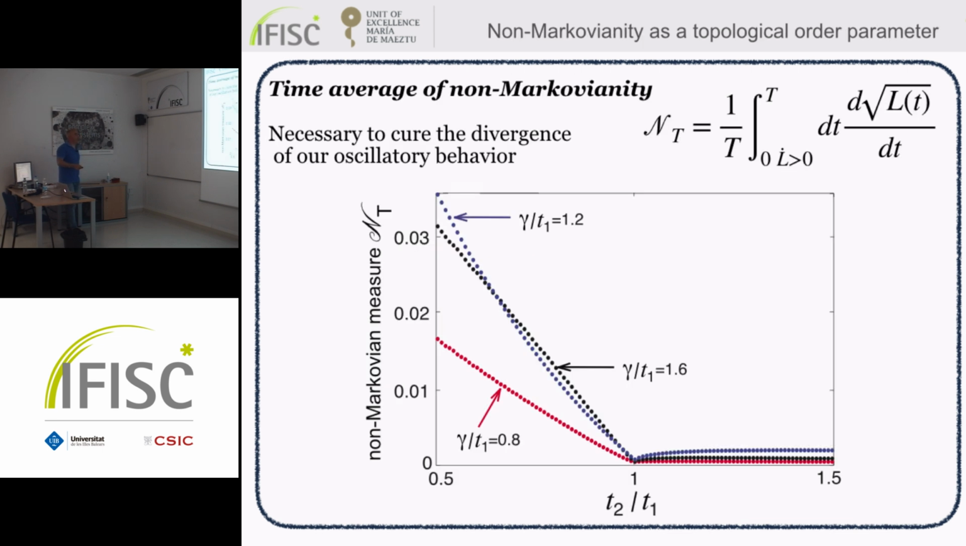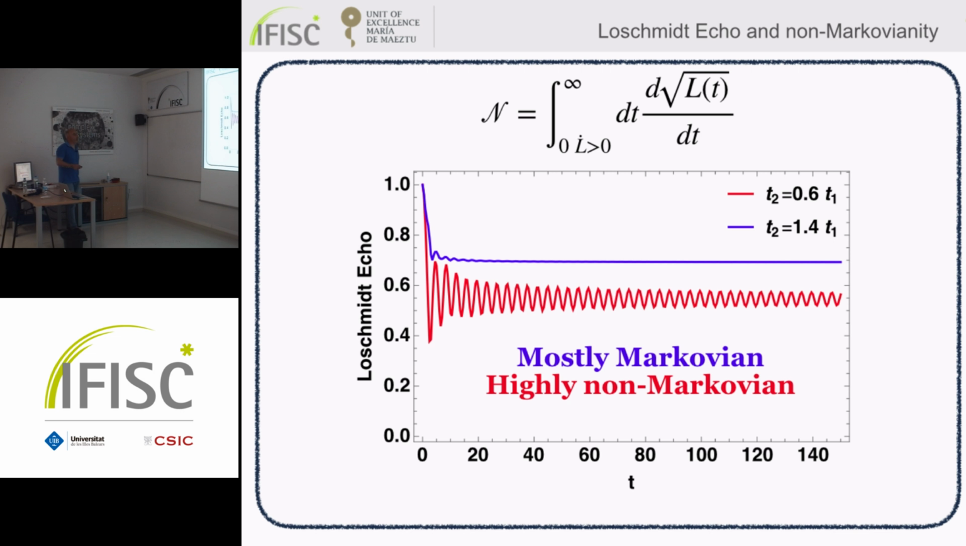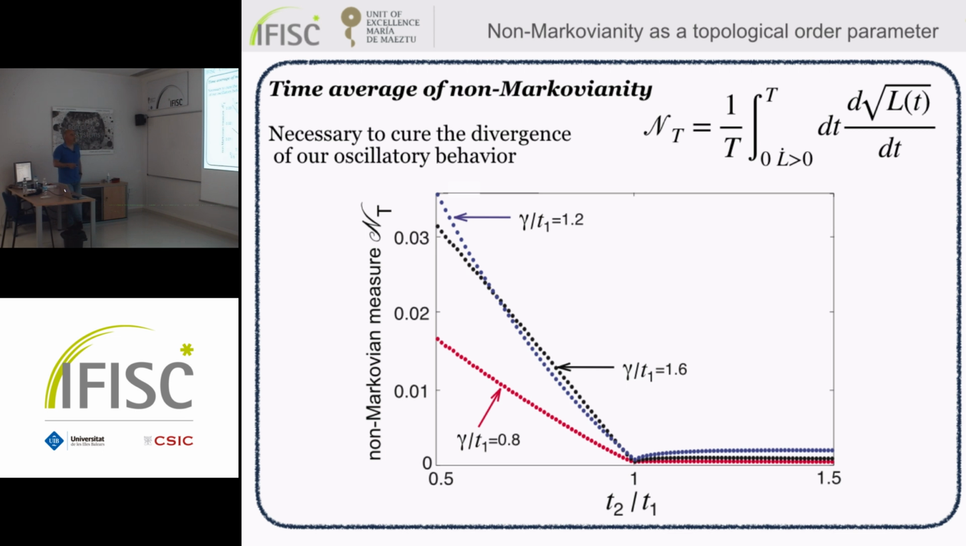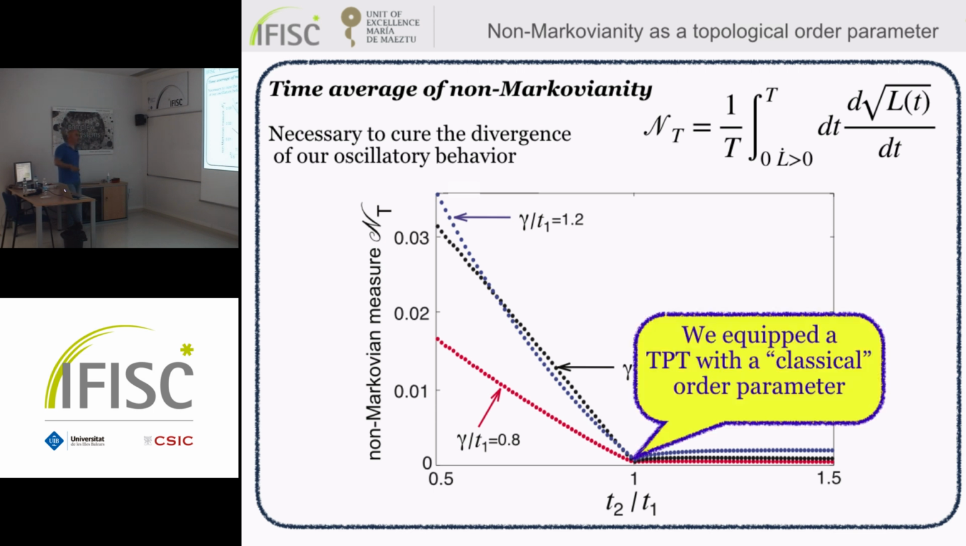Actually, as we have oscillations, this non-Markovianity will diverge at a given point, but the measure can be normalized by introducing a maximum t, integrating from 0 to t and normalizing by the total time. So we measure the non-Markovianity for different values of the coupling, and we found this kind of behavior. Around the critical point, here you have almost 0, and here you have a macroscopic value for non-Markovianity. In a way, we have equipped a topological phase transition with a classical order parameter.